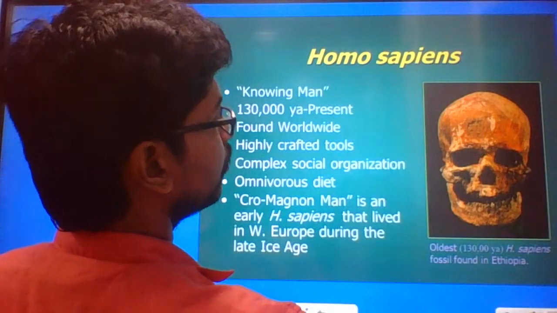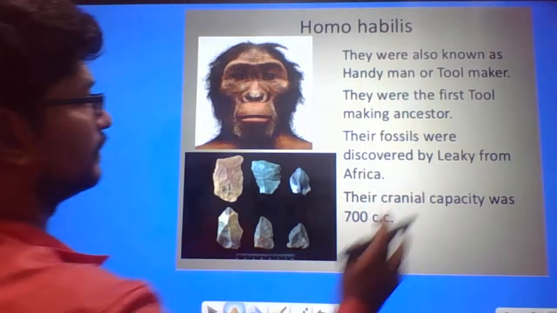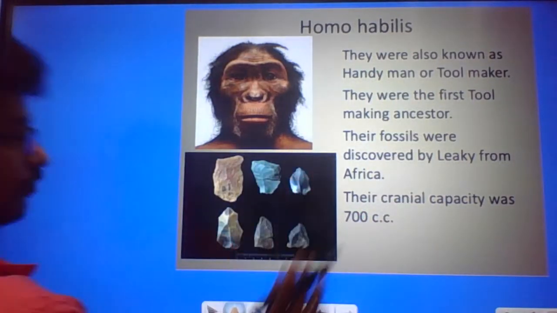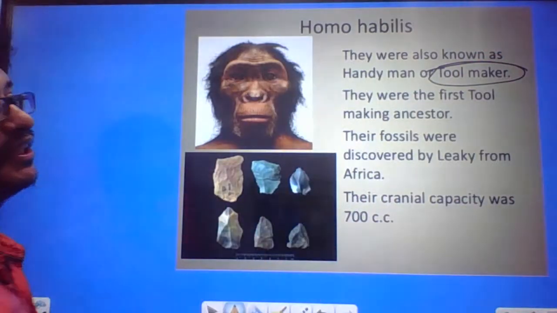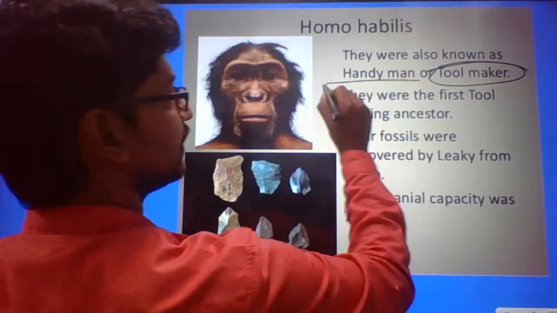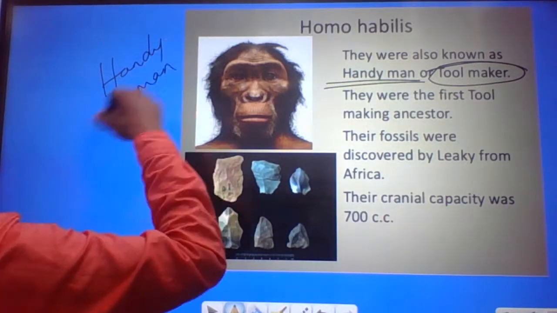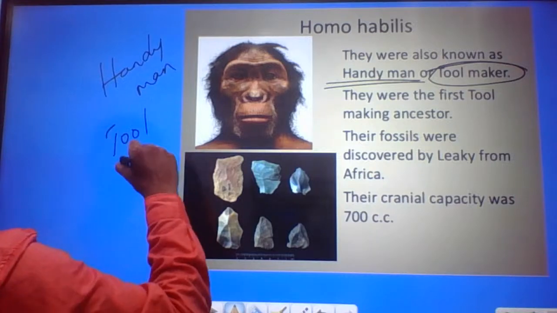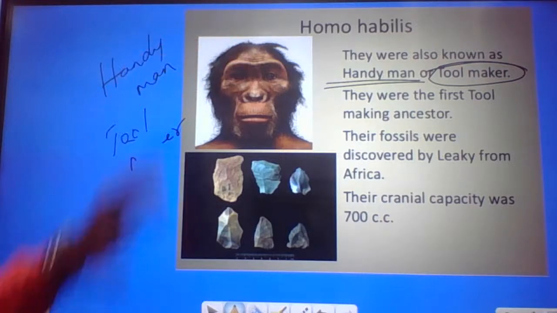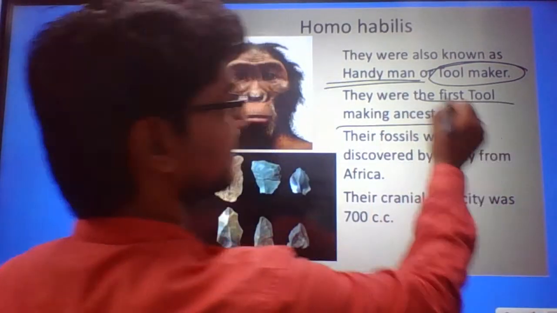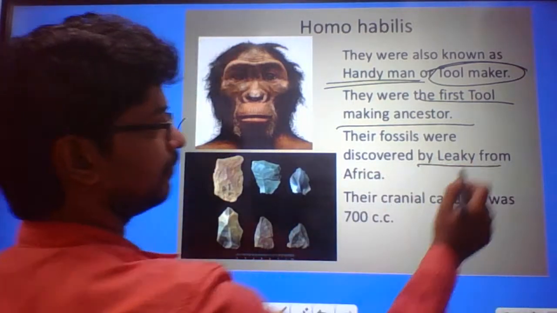Next comes Homo erectus. We discussed Homo habilis. Coming to Homo habilis, this is an important question, guys. Tool maker. Which species do we call the handyman? You often get this question. Handyman. They started preparing their own tools, the tool maker. It's Homo habilis. The first tool-making ancestor, our handyman. The fossils were first discovered by Leakey in Africa.